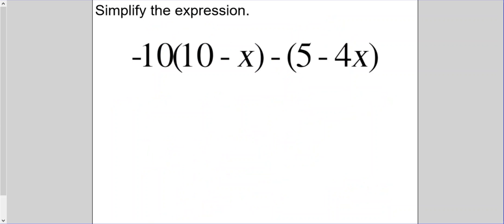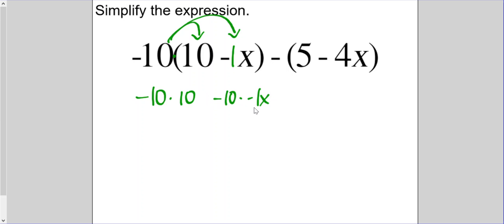I'm going to simplify this expression doing the exact same thing. I'm going to distribute first and then combine like terms. So I'm distributing a negative 10 into both those, negative 10 times 10. And this is really, just like I said before, that's a negative 1, so negative 10 times negative 1x. This is kind of the same thing here.